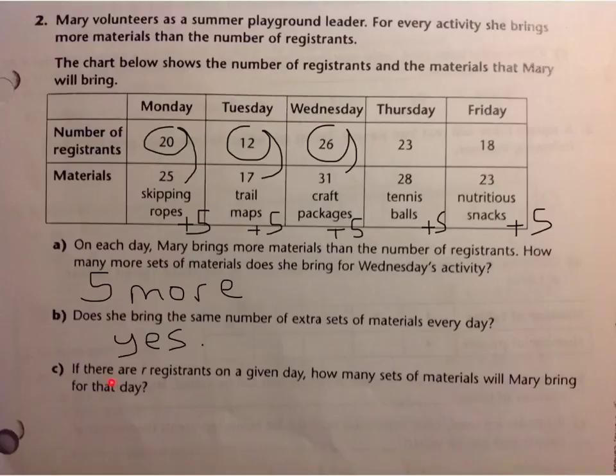So down here, this is their let statement. If there are R registrants, so R represents the number of registrants, how many sets of materials will she bring for that day? R is the number of registrants, and she always brings 5 more sets. So your expression is R plus 5. Any number of registrants, and you add 5 to it.